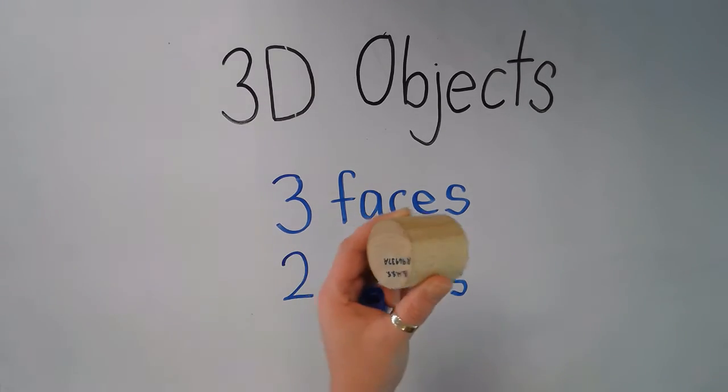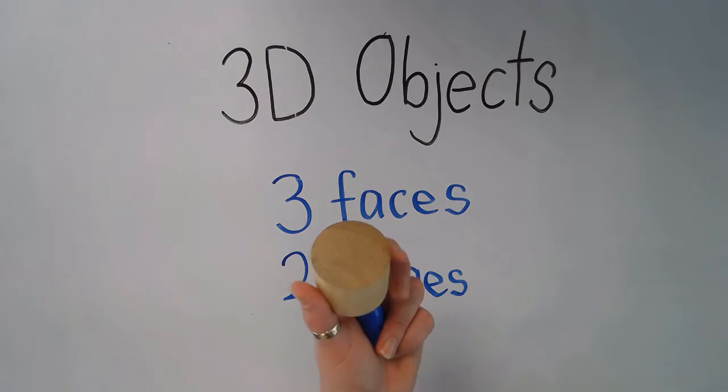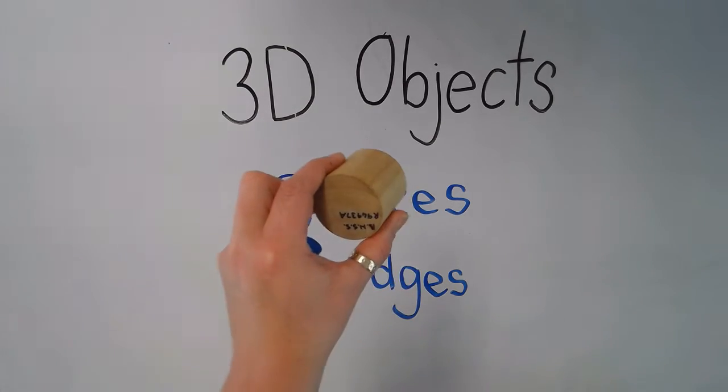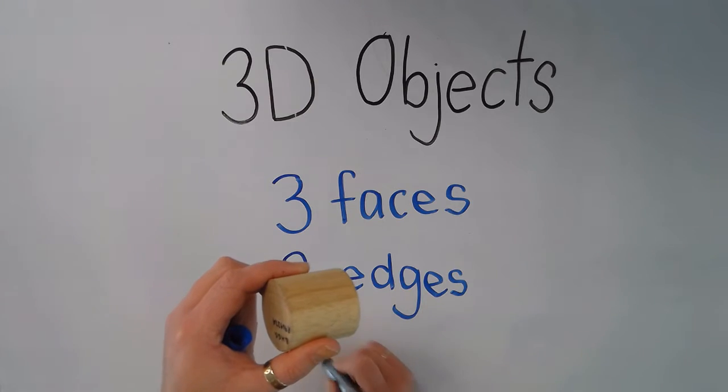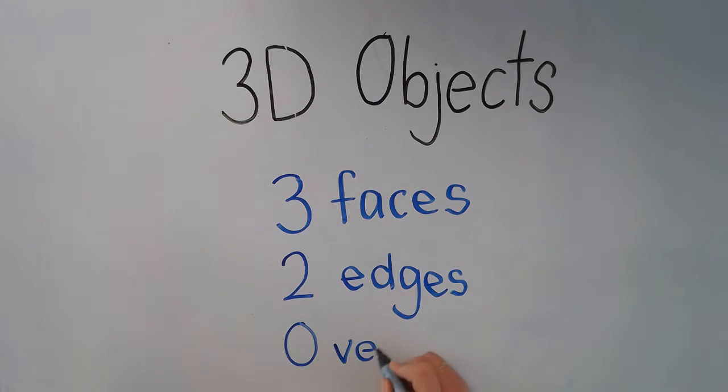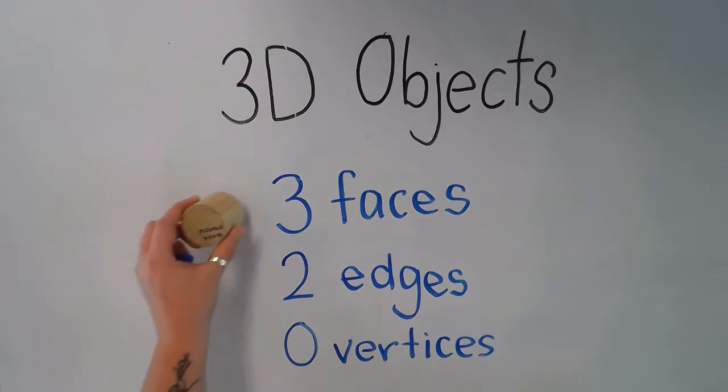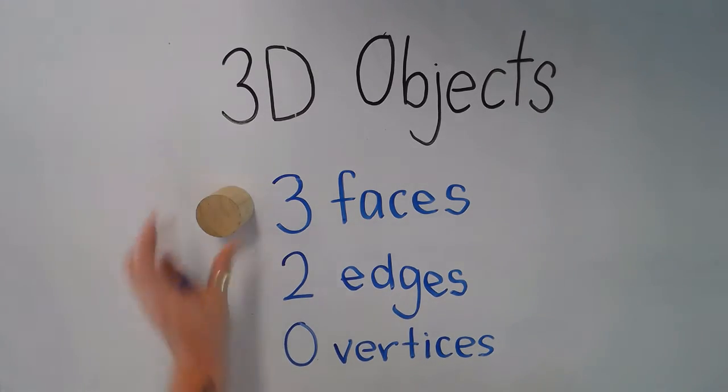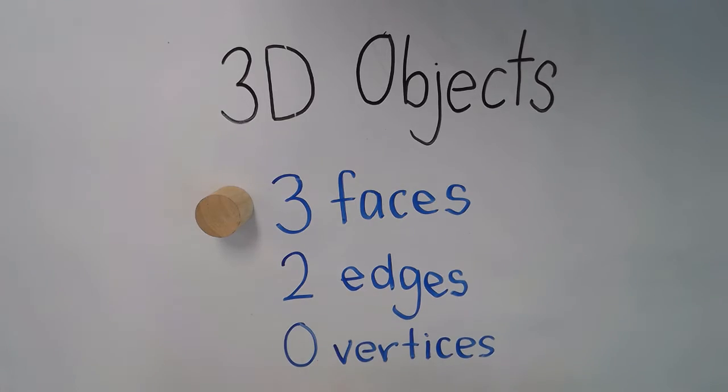And we don't have any vertices because we don't have anywhere where three edges meet. So there are 0 vertices. We can write that down too, just so we know. So our cylinder has 3 faces, 2 edges, and 0 vertices.